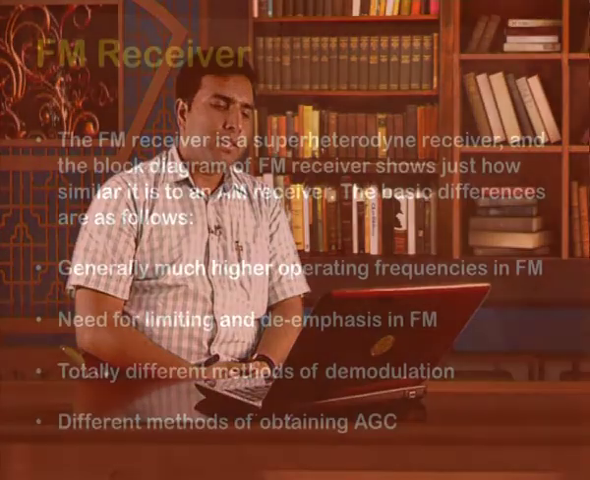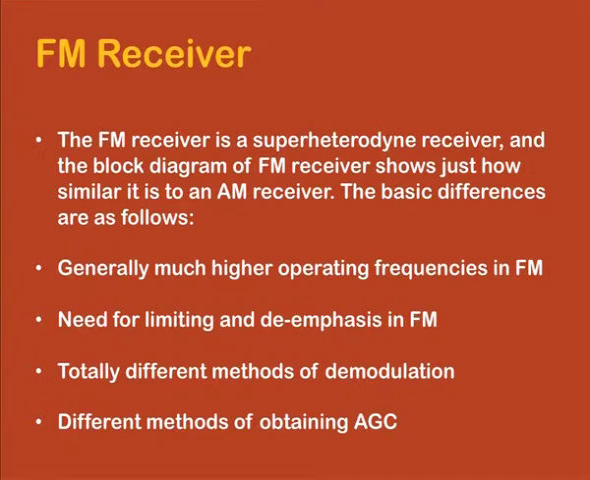So, in a FM receiver we will have an additional circuit as compared to the AM receiver, which is the de-emphasis circuit. We also need to have a limiting circuit because the information in FM signals is contained in the instantaneous frequency, not in the amplitude. So, we can limit the amplitude variations by using an amplitude limiter, and then we use different types of demodulators, which are different FM demodulators, and we also use different methods of obtaining the automatic gain control.